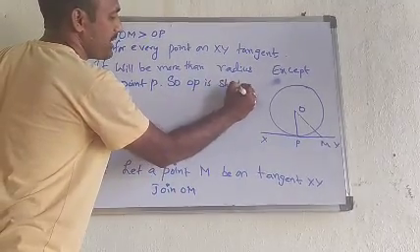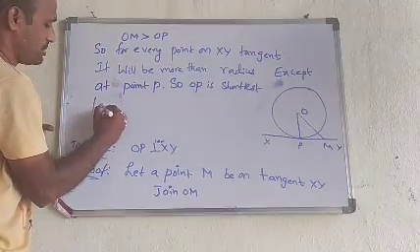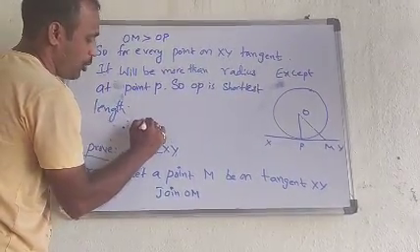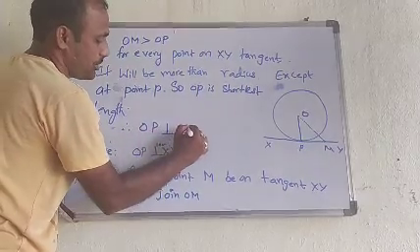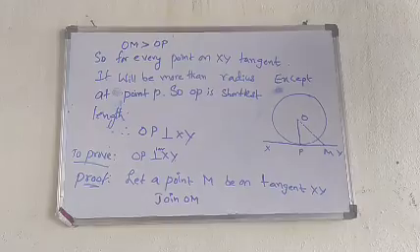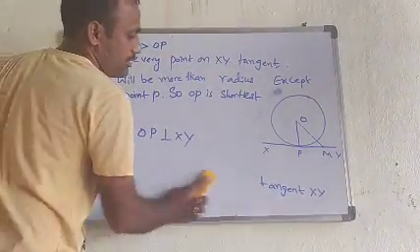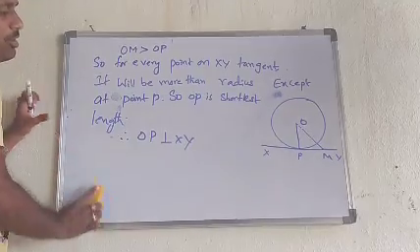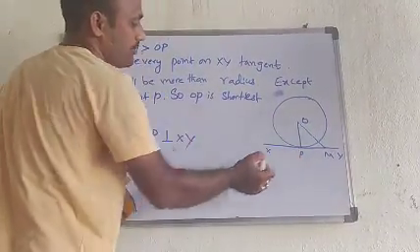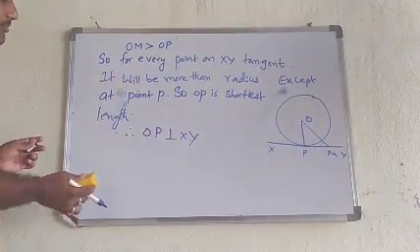OP is the shortest length. Therefore, we can say that OP is perpendicular to XY. So that is the proof that we require. It means that if we take any point on XY, its distance will not be as small as OP. So OP is perpendicular to XY.